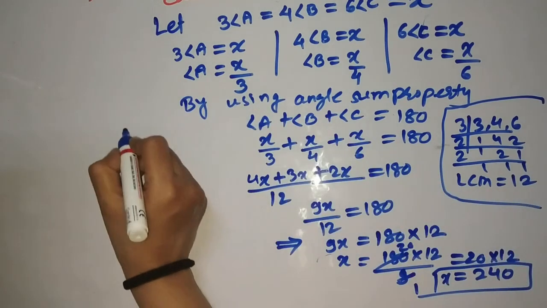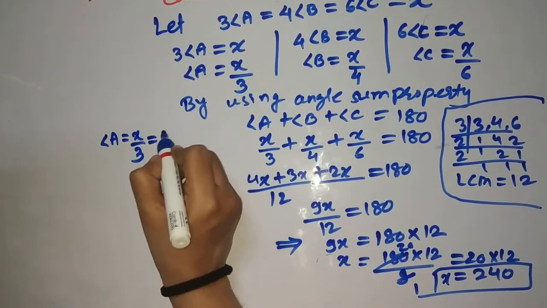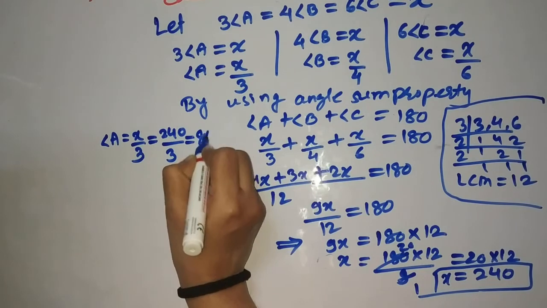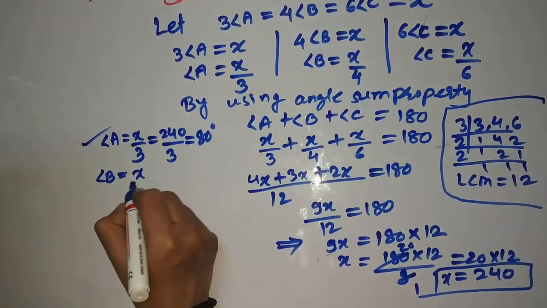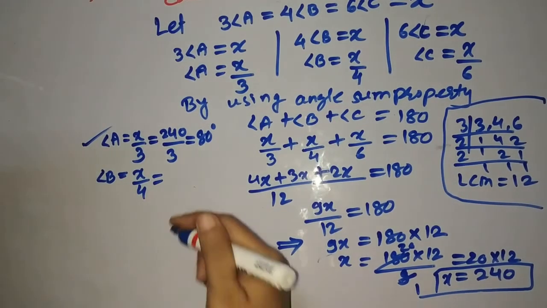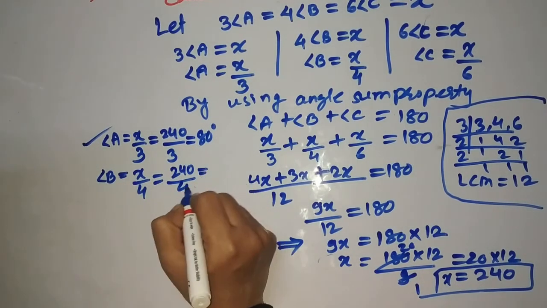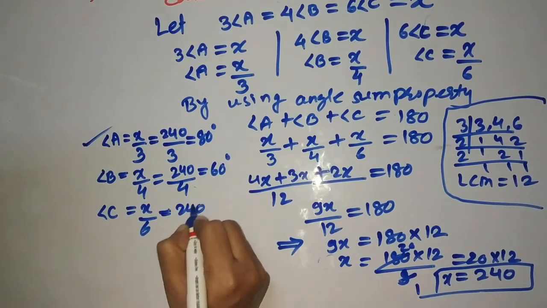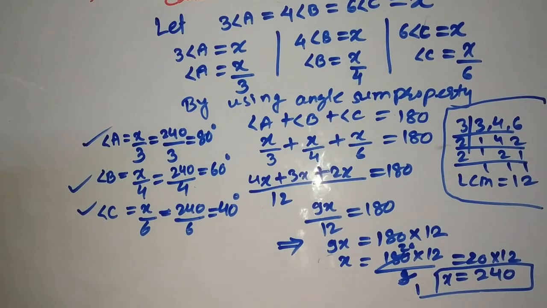Now we'll find angle A, which is x by 3. So x by 3 is what? x is 240, so 240 by 3 means 80 degrees. First value. Angle B is x by 4, so 240 by 4 we'll get 60 degrees. Then angle C is x by 6, we'll get 240 divided by 6, which is 40 degrees. So here 80, 60, 40 are the three angle values.